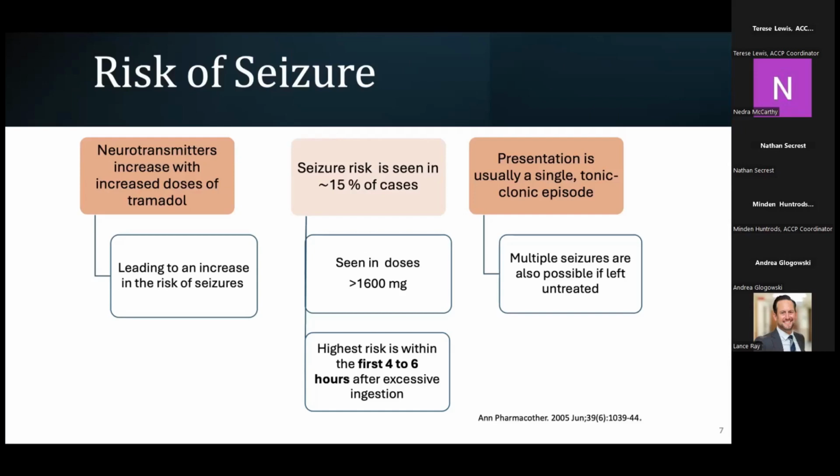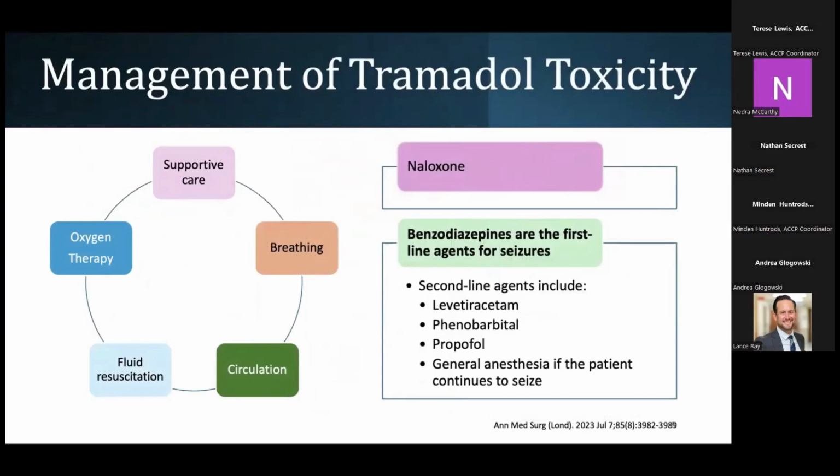We talked about the peak level of tramadol being about 1 to 3 hours, so the highest risk of seizures is often seen within the first 4 to 6 hours after excessive ingestion. The presentation of seizures is normally a single tonic-clonic episode, and of course, you can have multiple episodes of seizures if left untreated. The management of tramadol toxicity is paramount. It's very important that we are very prompt with our management.